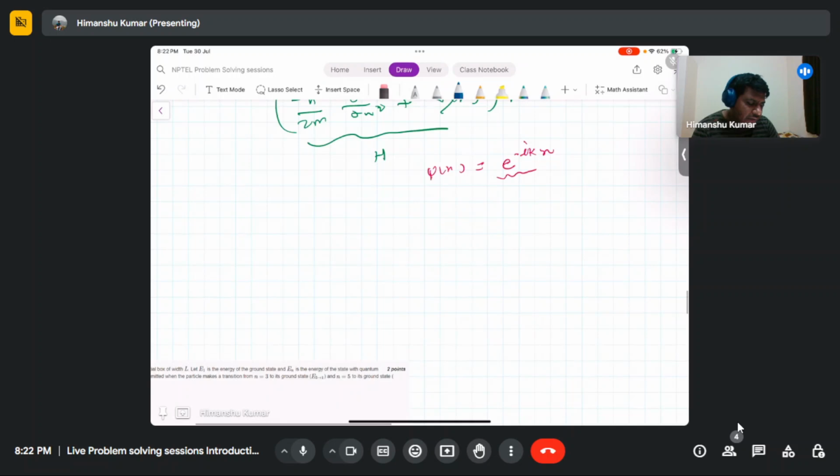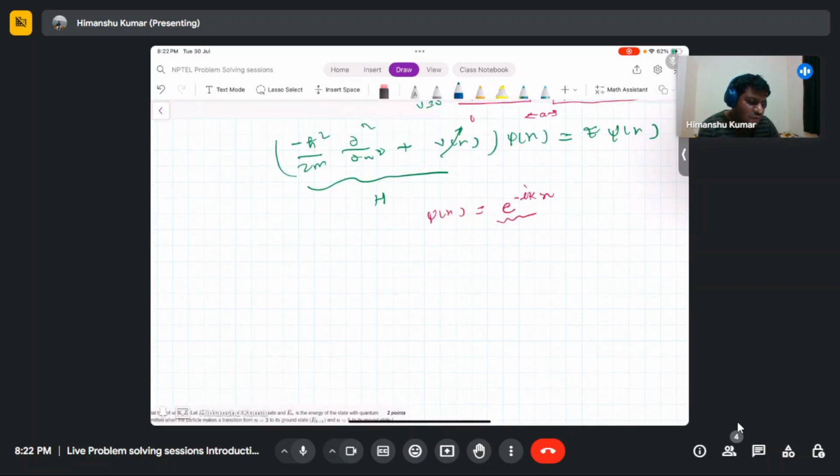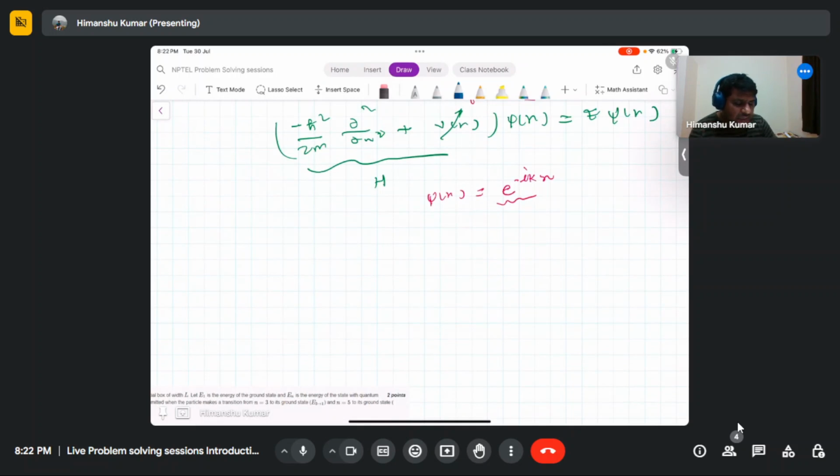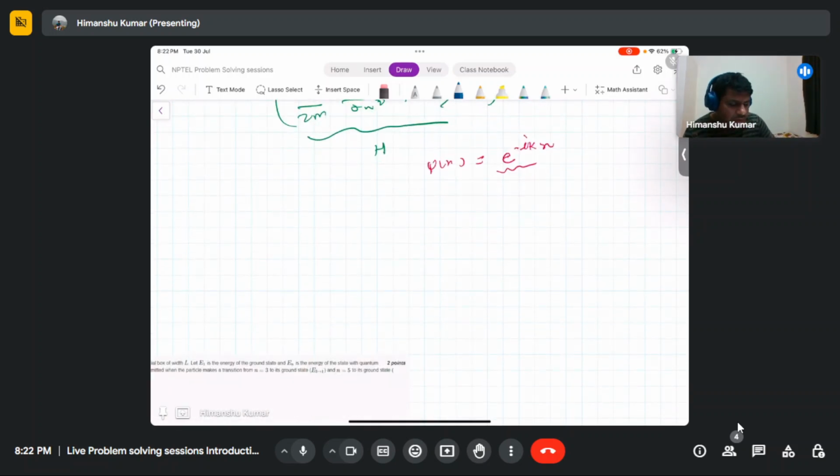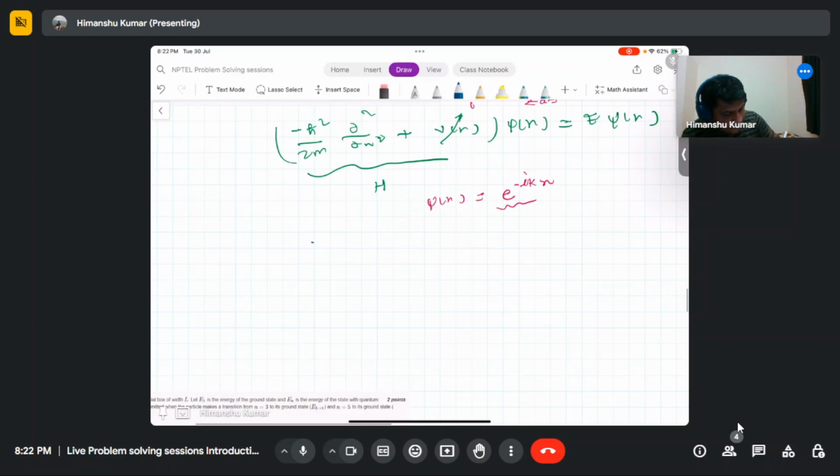But in the second region, if you want to solve, it has a finite potential. So you need to solve minus h bar square by 2m, d square by dx square applied on psi of x, plus V naught, because V is constant, independent of x. So you can write V naught times psi of x equals E times psi of x.